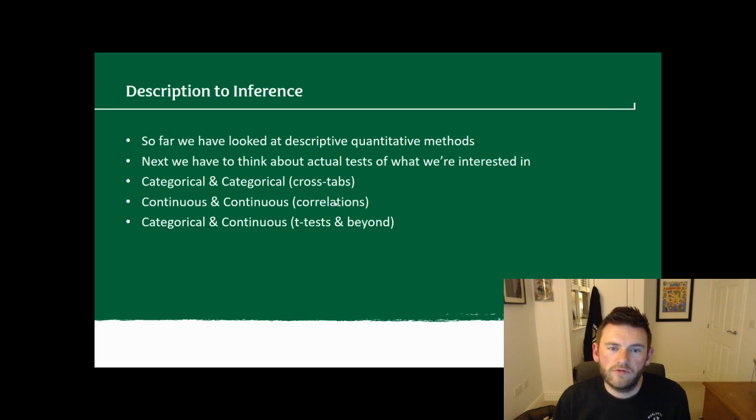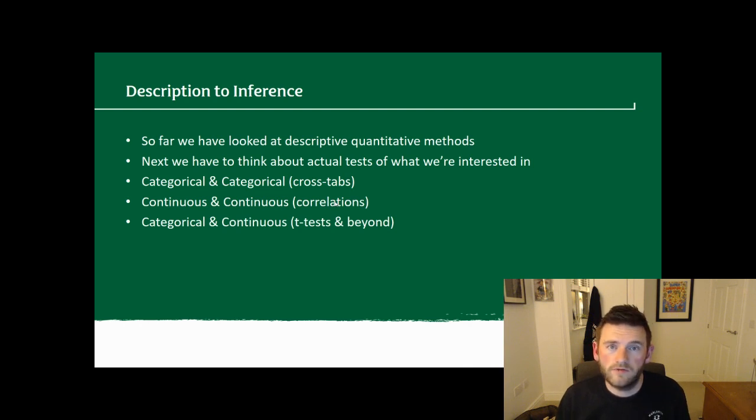Categorical variables, when we have two of those, we can do what's called crosstabs. When we have two continuous variables, we can do what's called correlations, both things that we've touched on briefly in some of the previous presentations. And then if we've got a combination of categorical and continuous, we can do t-tests, something we spoke about in the last presentation to do with the RCT. But then we can also build on these and become much more complex too.